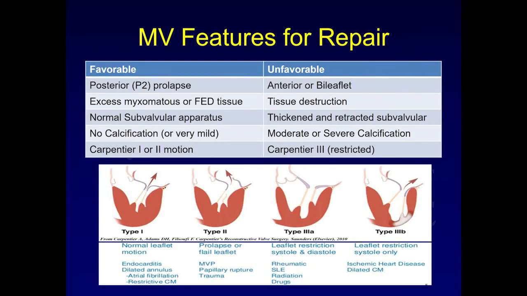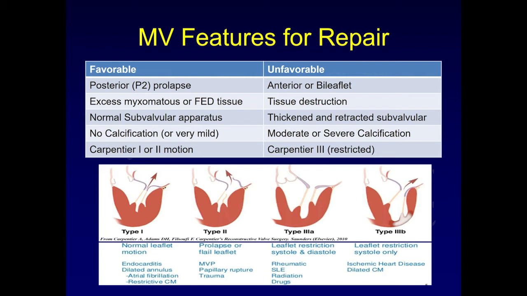Here I list favorable anatomy and clinical issues with a repair versus those that are unfavorable. Favorable conditions would be posterior leaflet or isolated P2 prolapse. That's an easier repair. If you have excess tissue, the surgeons like tissue. They can cut away tissue, but if you don't have tissue because it's destroyed, that's harder for them to deal with. So excessive tissue is favorable to a point. If your subvalvular apparatus is normal in character, that's favorable, versus if it's thickened or calcified or retracted, that's harder for them to fix.